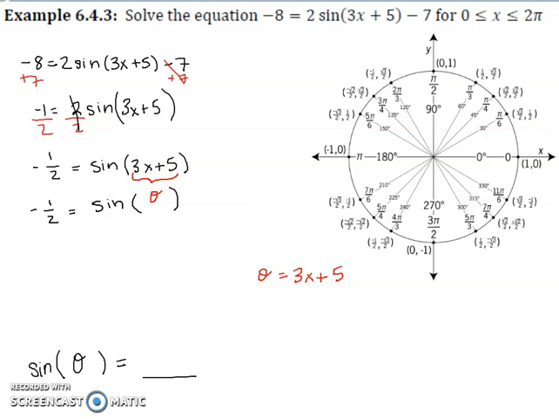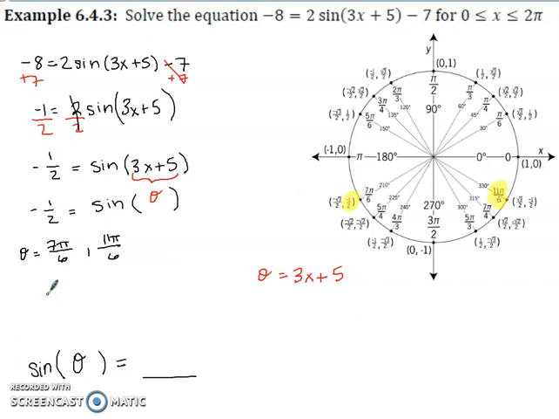So on my unit circle, we are looking from the interval of 0 to 2 pi. I want y values of -1/2. So that would be at 7 pi over 6 and at 11 pi over 6. So the two theta values that I want are 7 pi over 6 and 11 pi over 6.